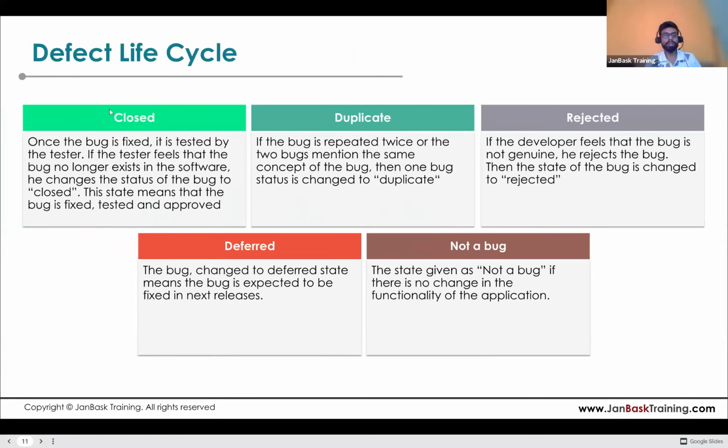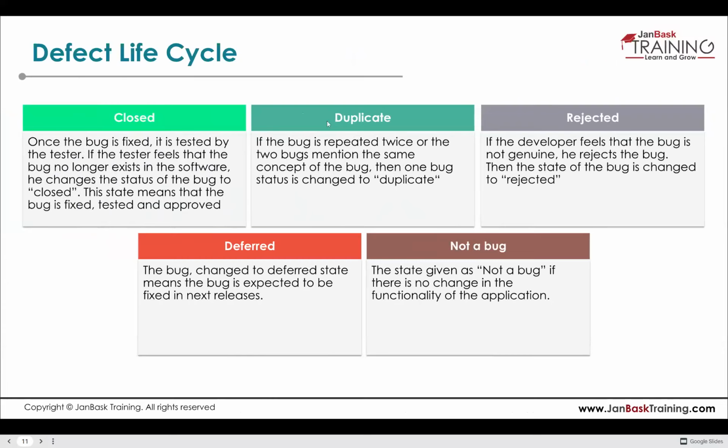Closed: once the bug is fixed, it is tested by the tester. If the tester feels that the bug no longer exists in the software, he changes the status of the bug to closed. This state means that the bug is fixed, tested, and approved.